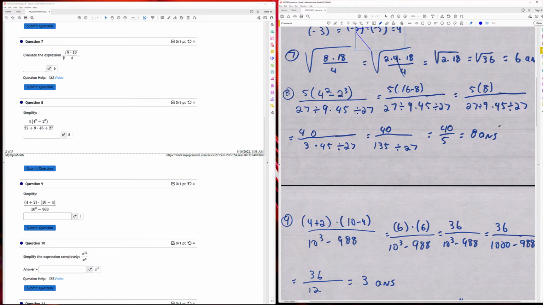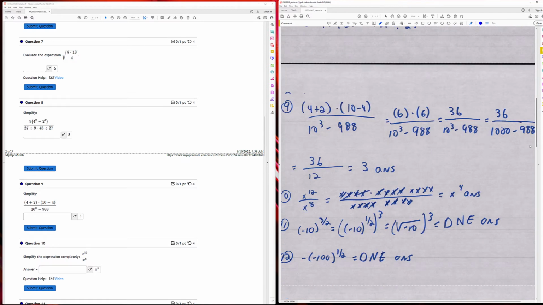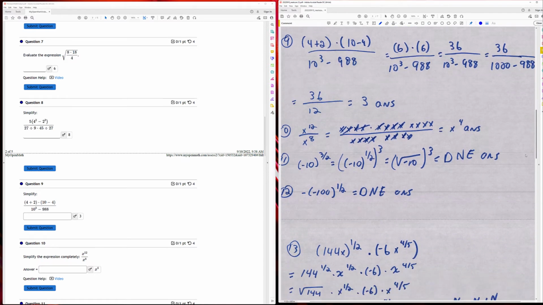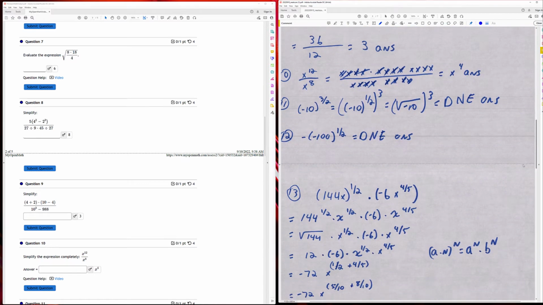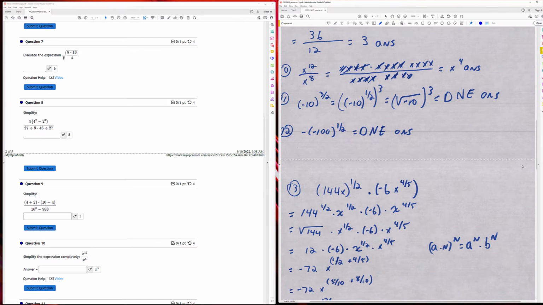And let's go on to the next one, problem 10. Here we have number 10. We have x to the 12th divided by x to the 8th. It simplifies to x to the 4th.